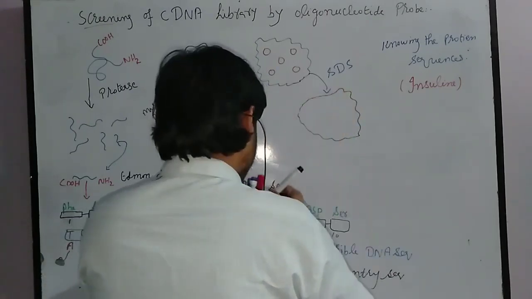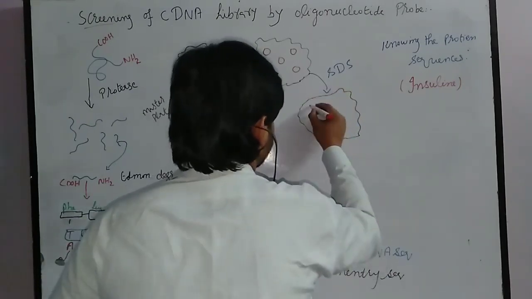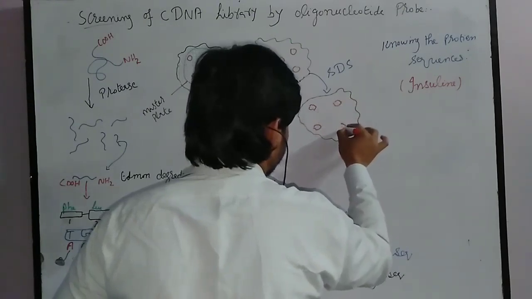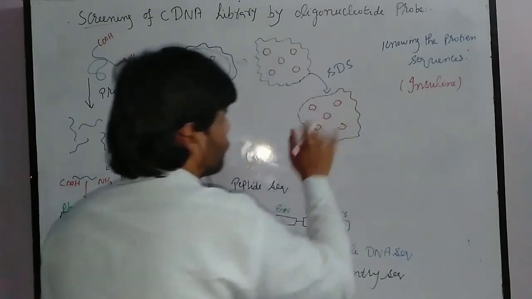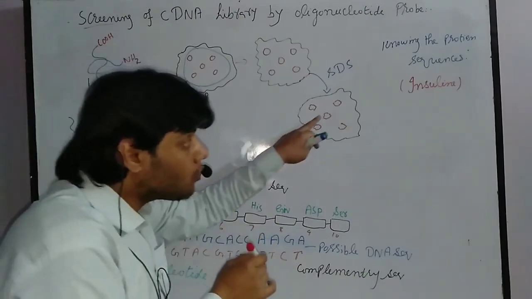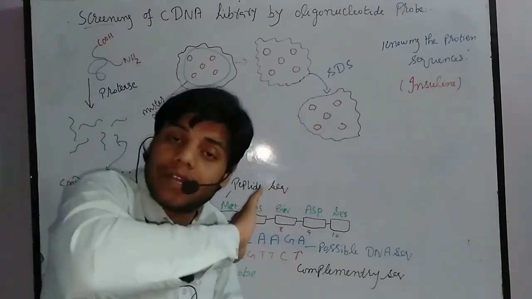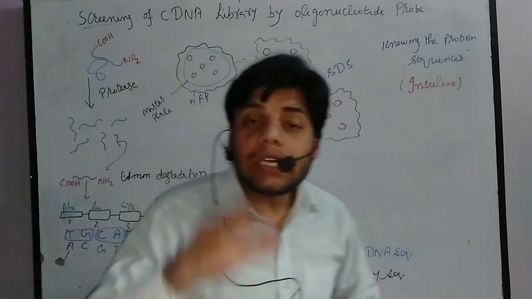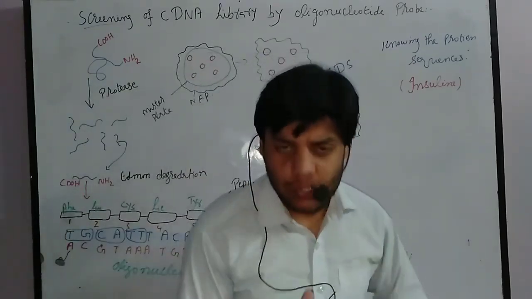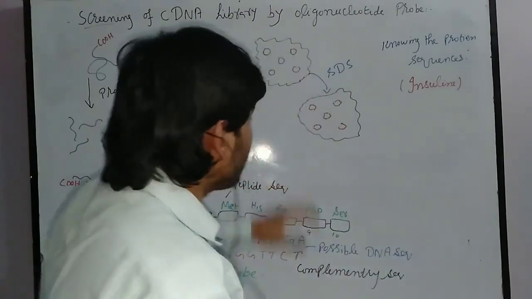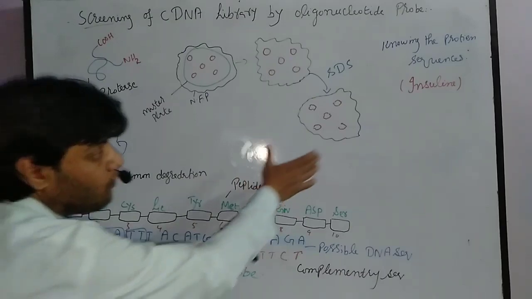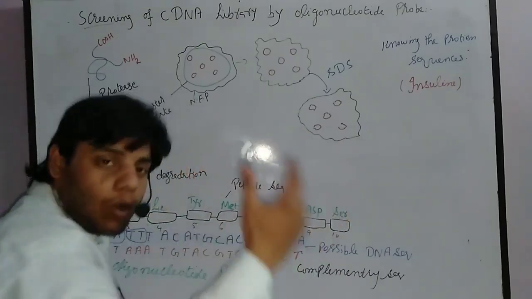Let me draw. So let's suppose this is the structure of each colony. Now this structure shows that the bacterial cells are ruptured, and now these colonies have just the vectors and the genomes of the bacteria. After that, we should fix it. How can we fix it? All of you know.